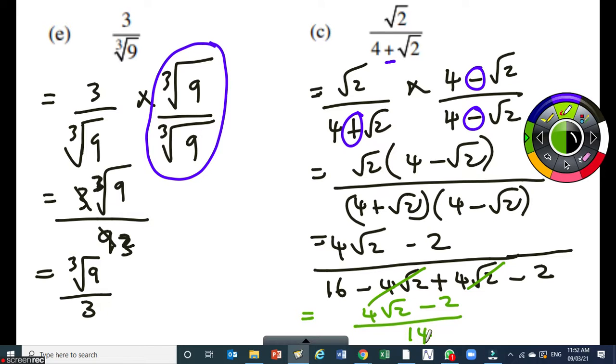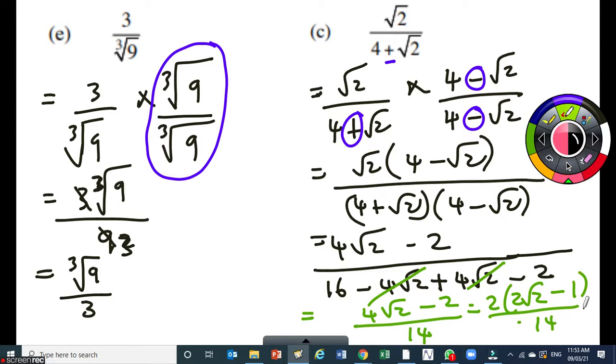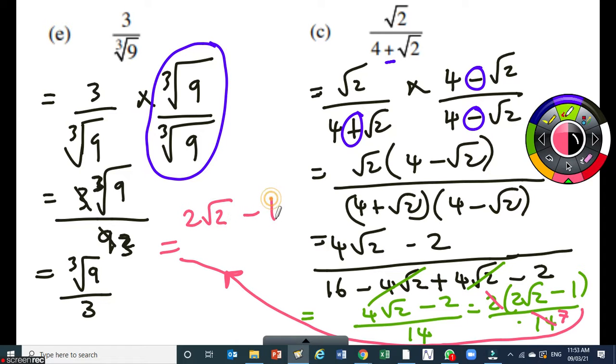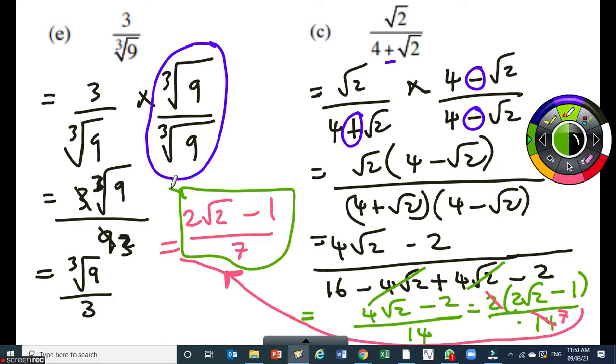But the numerator can be factorized. So if we factorize it, we'll get 2 times 2 square root of 2 minus 1 over 14. Okay? And the final answer which I'm going to write here: you see this 2 and that 14, they've got a common factor, which is 2. So the final answer will be 2 square root of 2 minus 1 all over 7. That's the final answer. It's simplified. Okay.